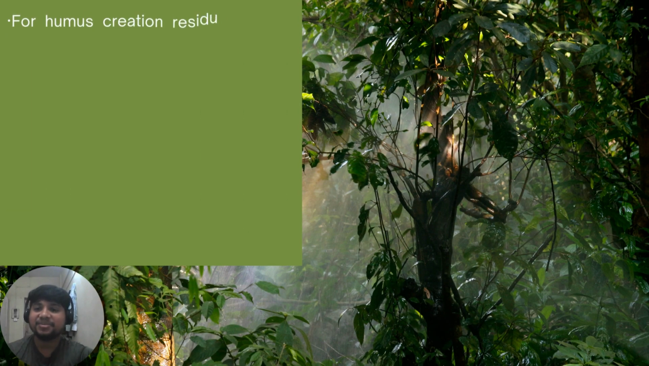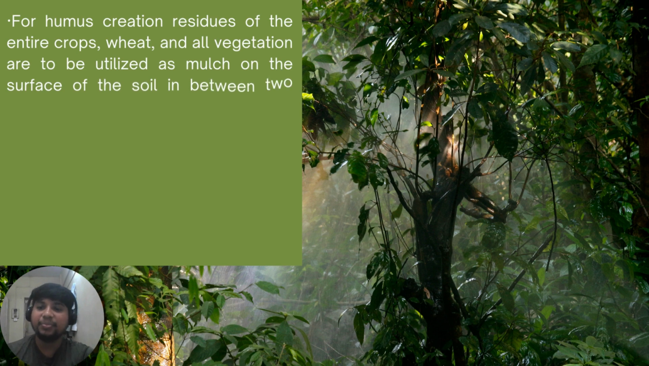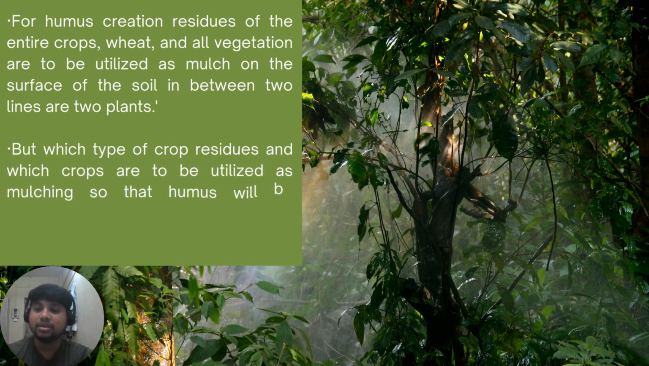For humus creation, the residues of all crops, wheat, and all vegetation are to be utilized as mulch on the surface of the soil in between two lines or two plants. But which type of crop residues and which crops are to be utilized as mulching so that humus will be created? To find that is most essential.